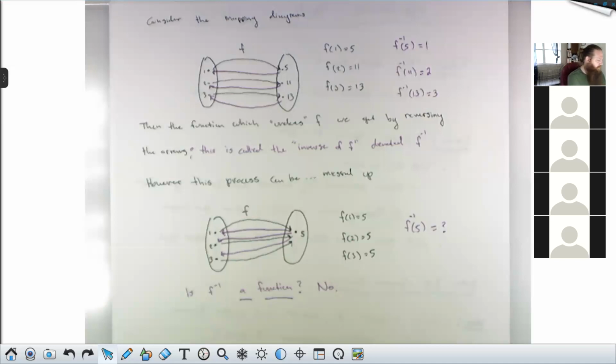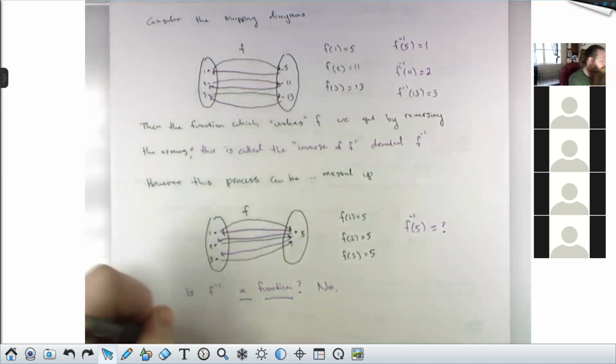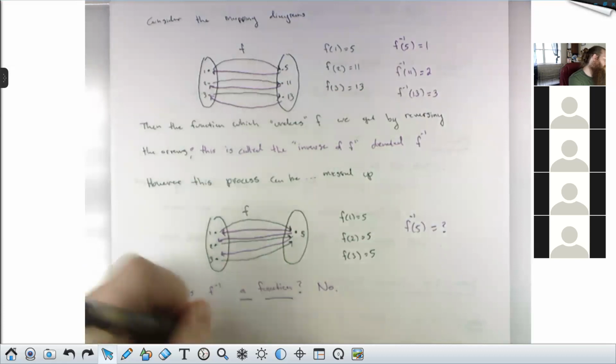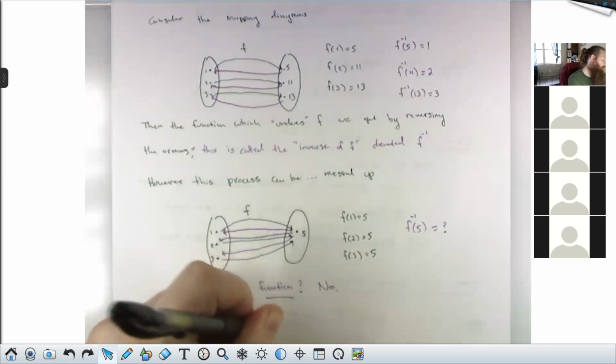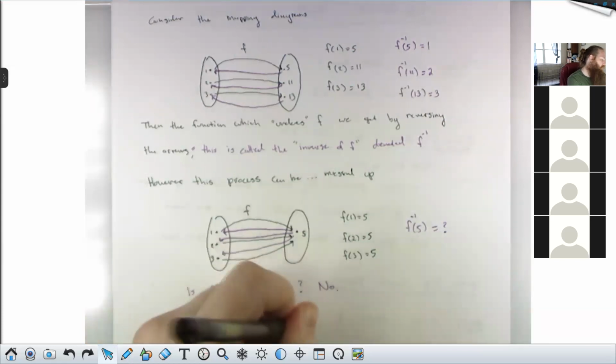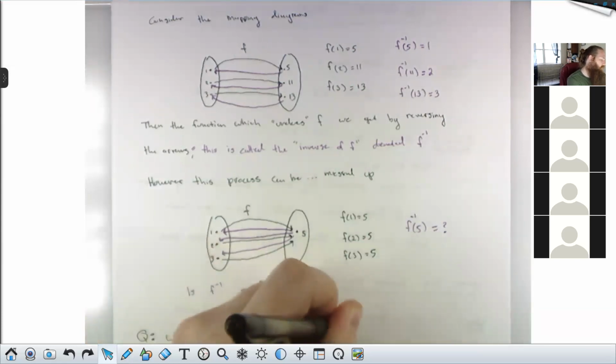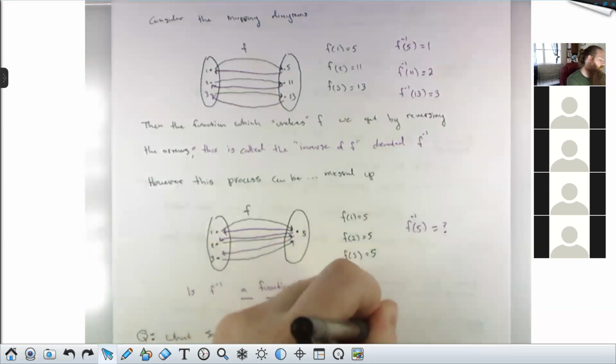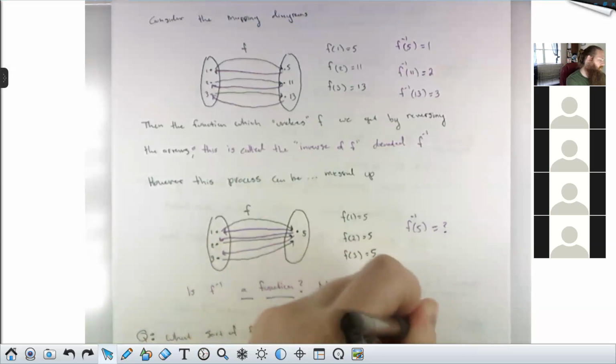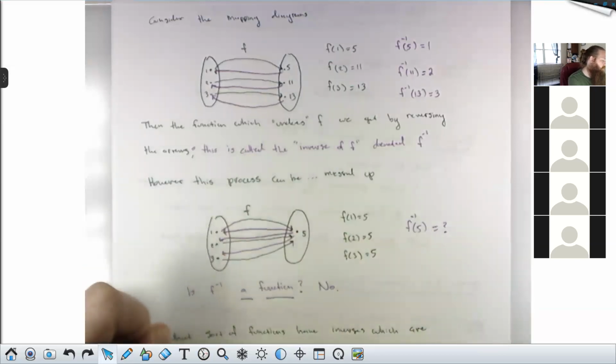So the question becomes, what sort of functions have inverses which are themselves functions?